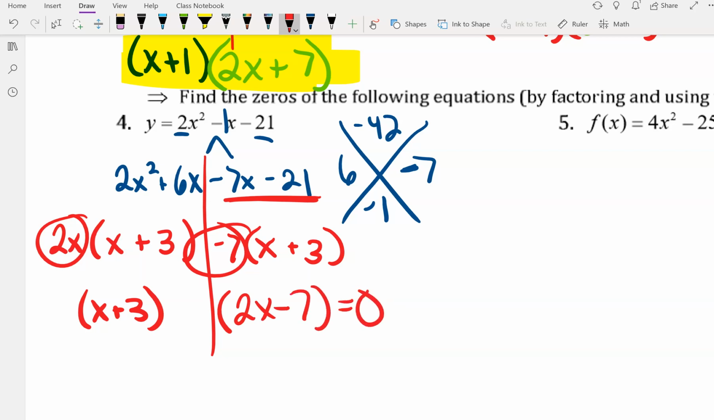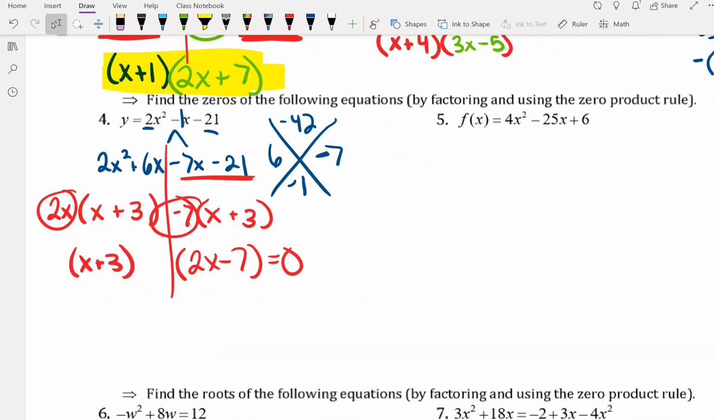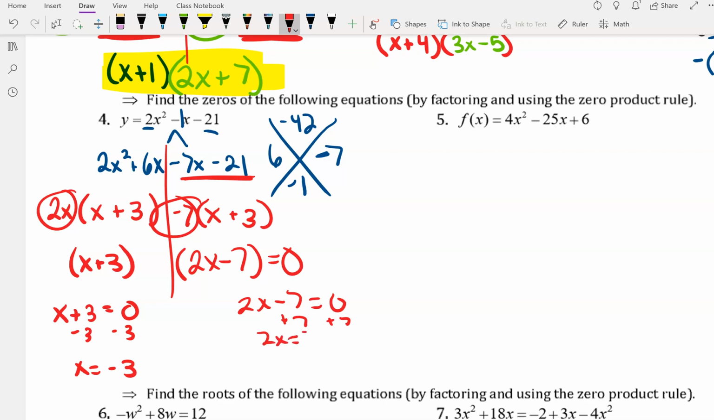Since this was a problem where I was trying to find the zeros, I need to set each factor equal to 0. That's what finding the zeros means. Set each factor equal to 0 and solve. X plus 3 equals 0, and 2x minus 7 equals 0. Subtract 3 from both sides. X equals negative 3. Add 7 to both sides. 2x equals 7. Divide by 2, x equals 7 halves. So those are my 2 answers.